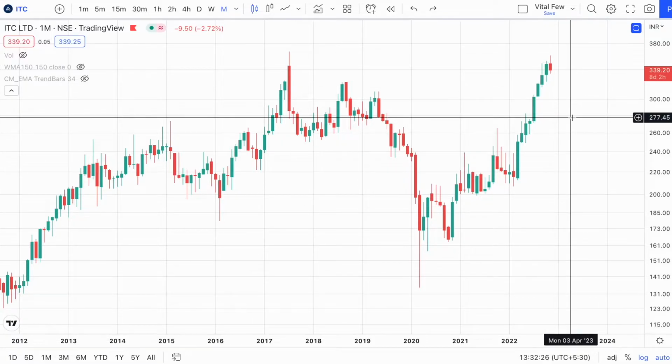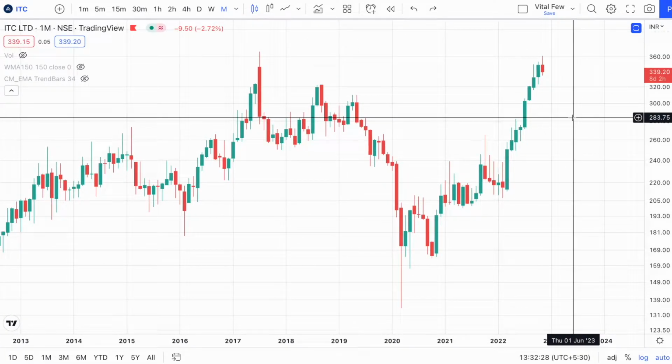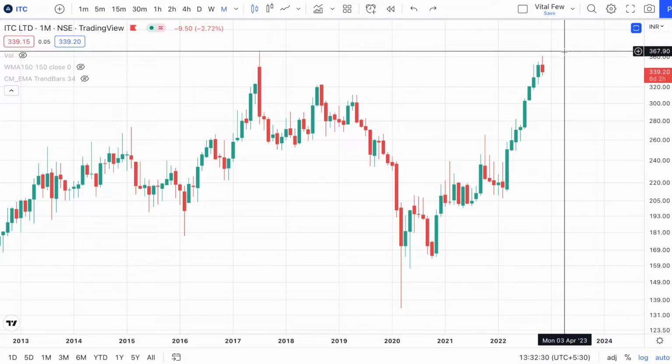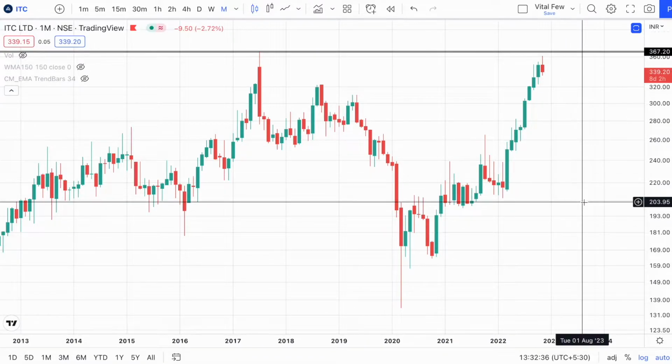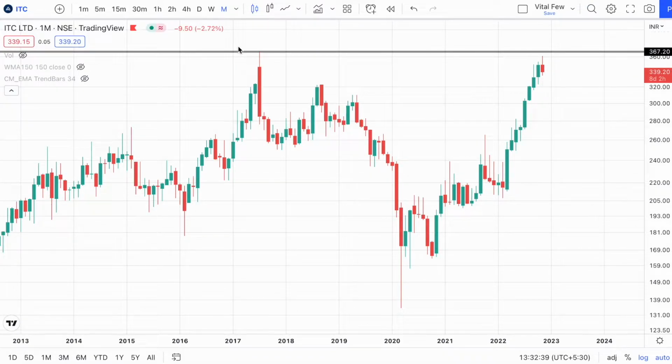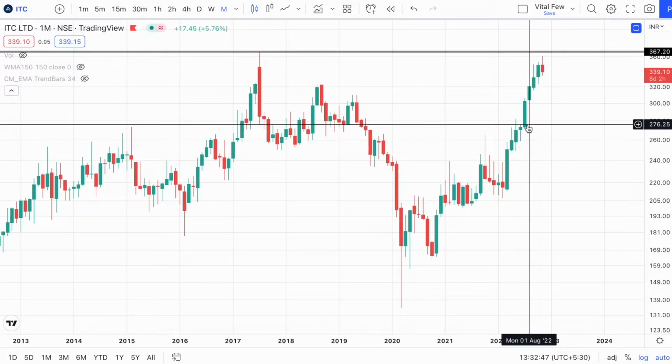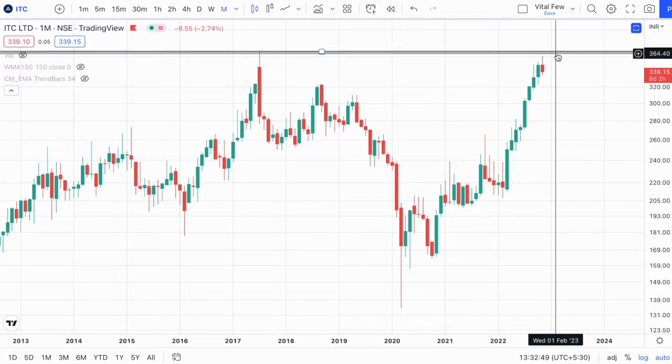Now let us mark its all-time high. This is the place. Wait, let me draw the trend line and then I will show you. Here I have marked. So this level is the all-time high of ITC. It is around 367.2. Now we can see that the price is approaching its all-time high.